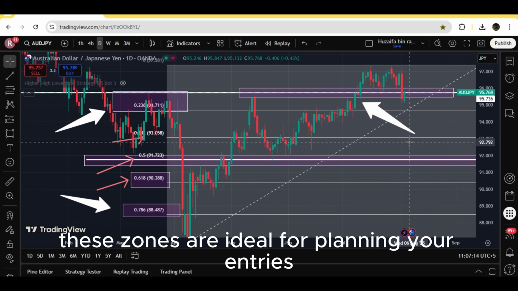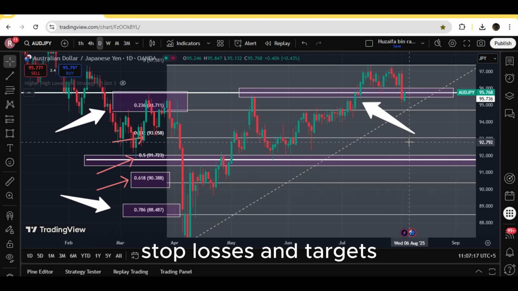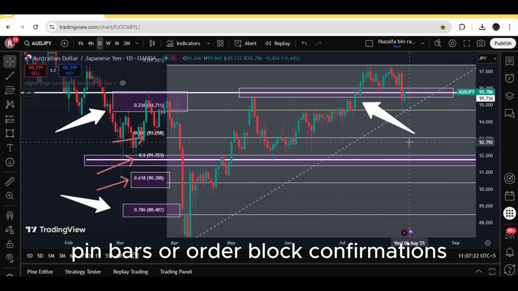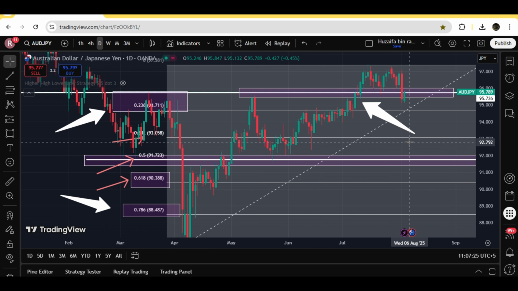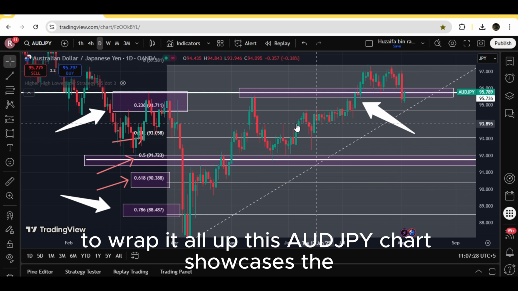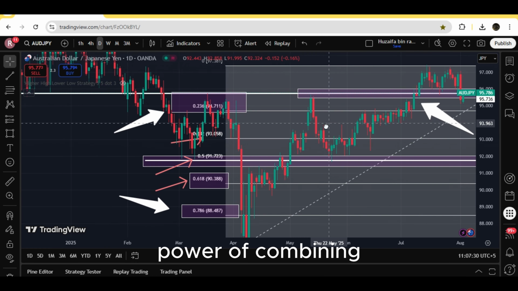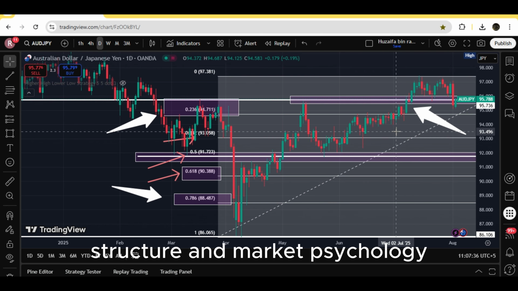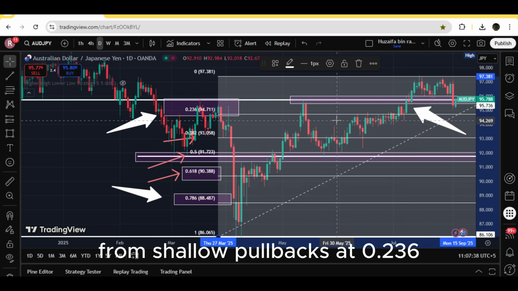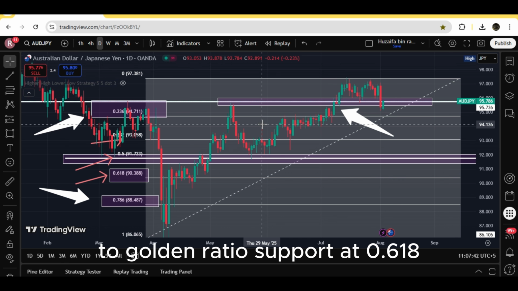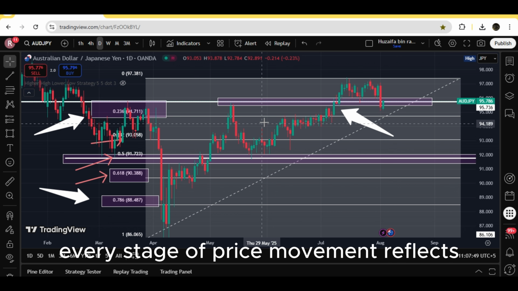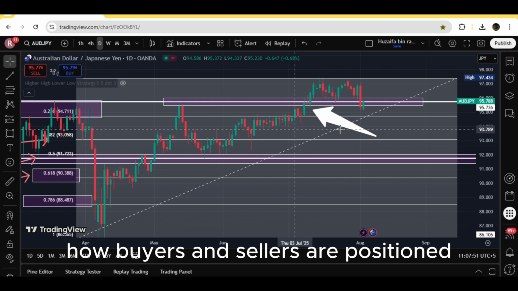These zones are ideal for planning your entries, stop losses, and targets, especially when combined with price action signals like engulfing candles, pin bars, or order block confirmations. To wrap it all up, this AUDJPY chart showcases the power of combining Fibonacci retracement levels with real-time price structure and market psychology. Each level tells a story, from shallow pullbacks at 0.236 to golden ratio support at 0.618 to deep reversals at 0.786. Every stage of price movement reflects how buyers and sellers are positioned.